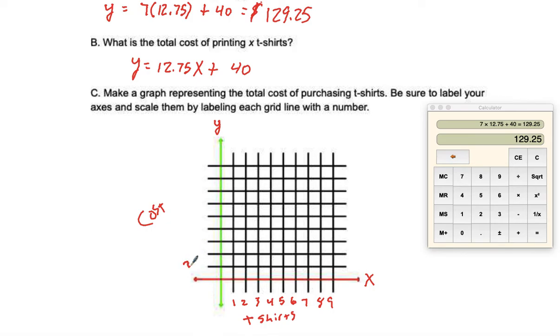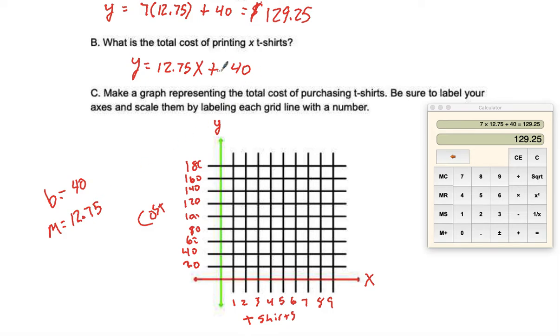So 20, 40, 60, 80, 100, 120, 140, 160, 180. Okay. And so I know that the y-intercept for my graph is 40, right? B equals 40. And then my slope would be 12.75. That's not very helpful. That's not very useful. But it's still okay to write it down.